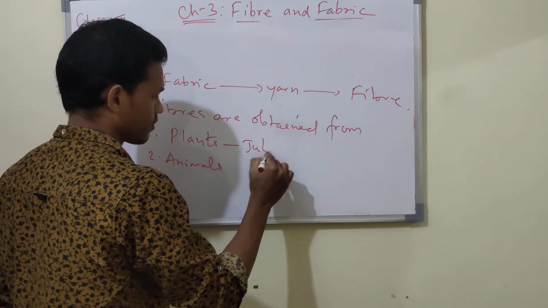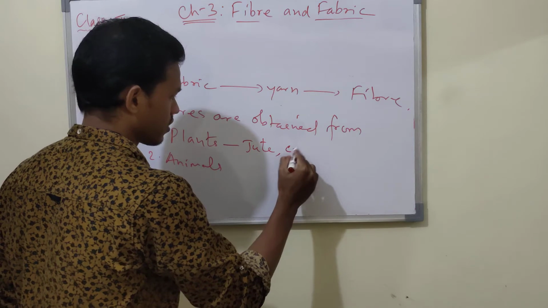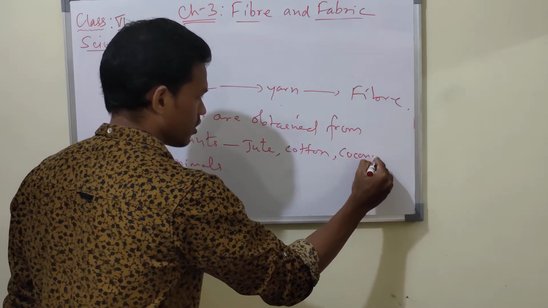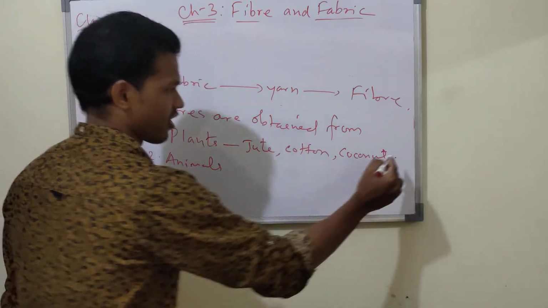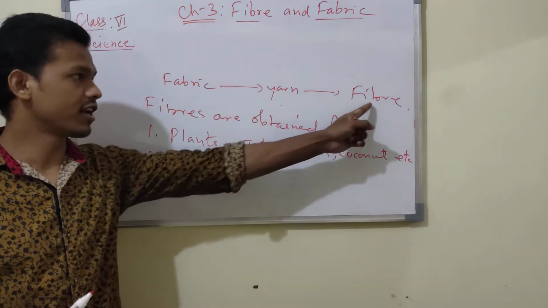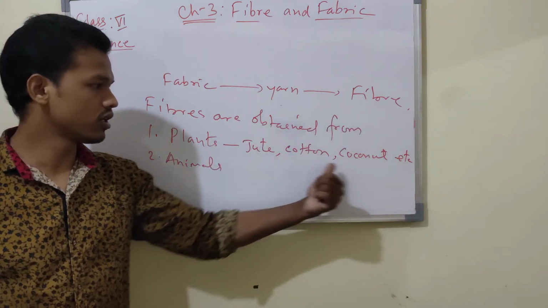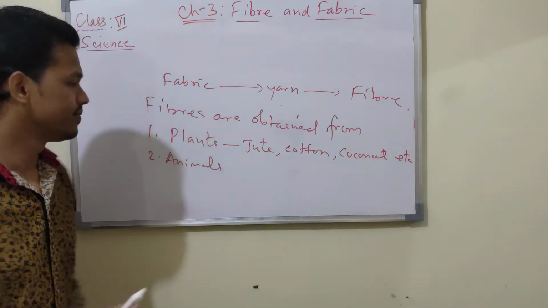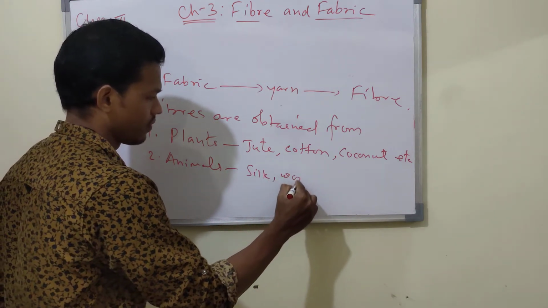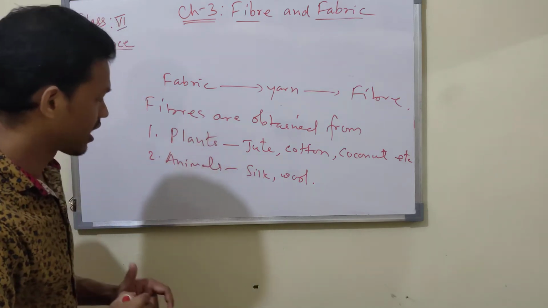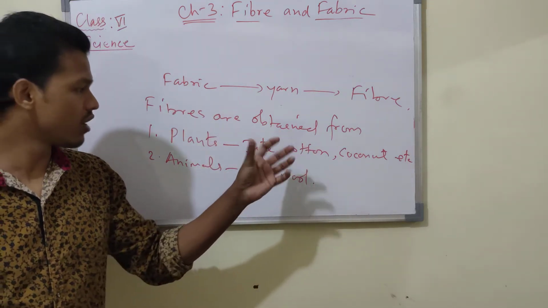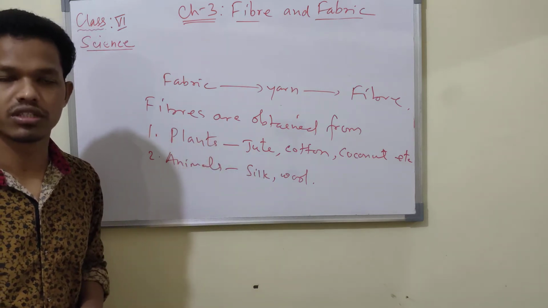Like jute, cotton, coconut, for making various purposes. From plant sources we obtain fibers such as jute, cotton, coconut, or we can say linen. From animals, silk and wool. So these are the fibers which we obtain from plant and animal sources.